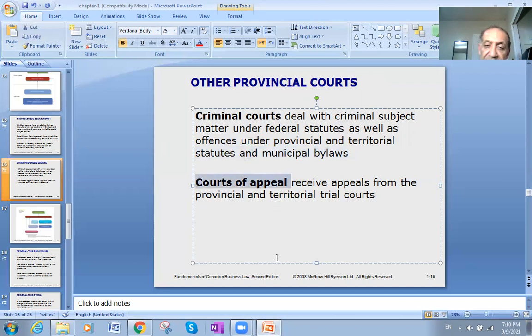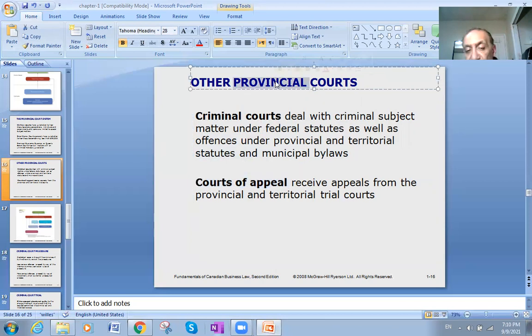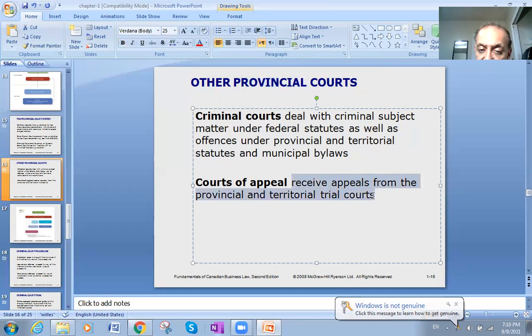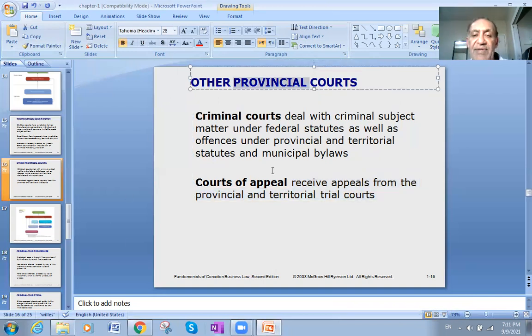The courts of appeal. So we have the criminal courts and we have the courts of appeal in the province. But you told me that we have also courts of appeal on the federal level. That's right. So we have courts of appeal for the federal level, and we have courts of appeal for the provincial. The provincial one receives appeals from the province and territorial trial courts. So this deals with the level of the province, not like what we talked about before on the federal level.